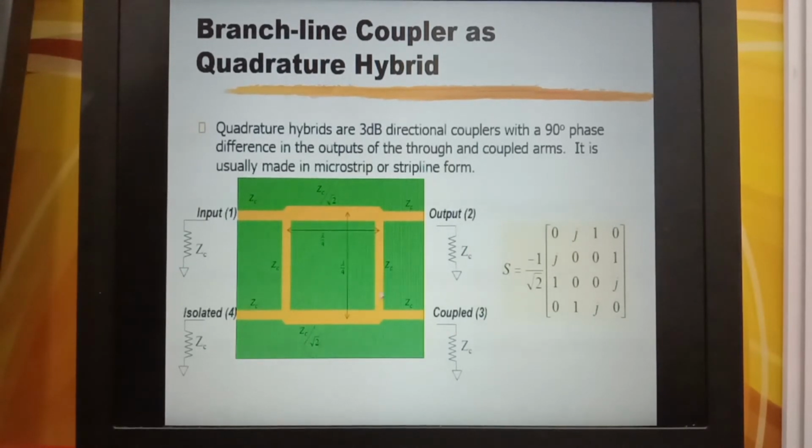Of course, this ideal performance only occurs at one frequency, that is when the transmission line length is exactly 1 quarter wave length. At other frequencies, the performance will be degraded.